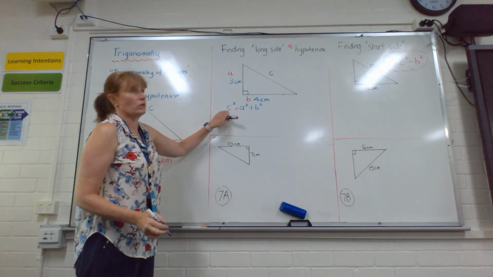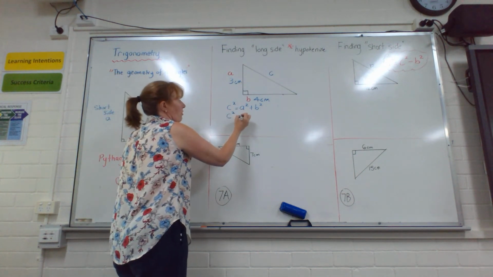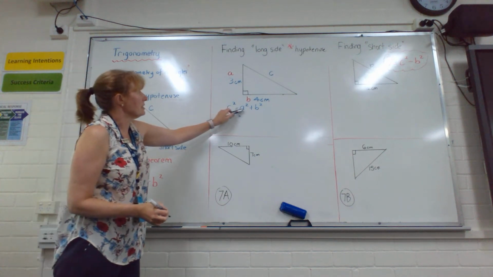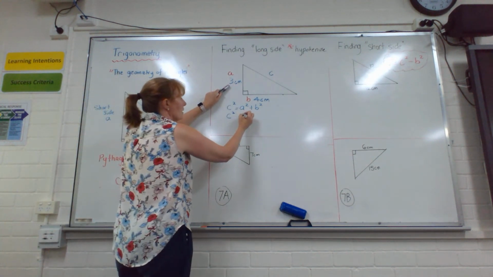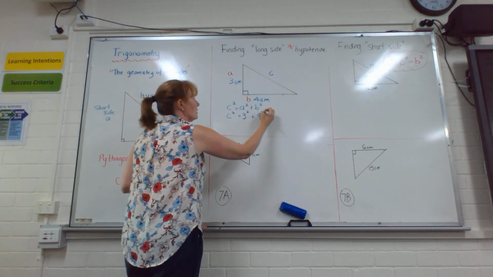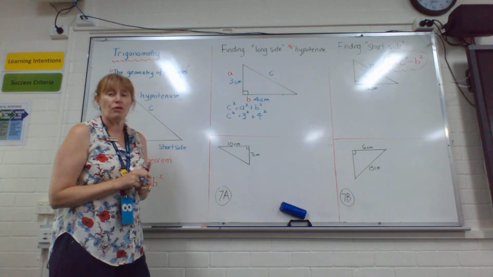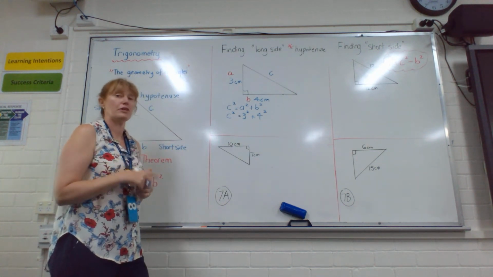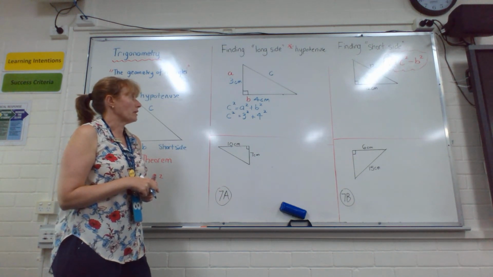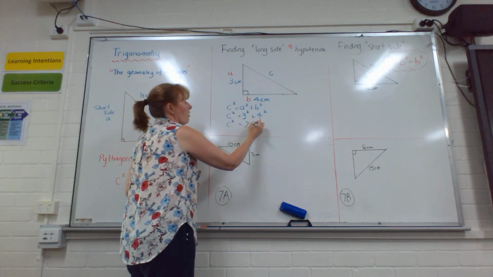Now we don't know what C squared is, so we just put C squared. That's what we're trying to find, the value of C. But we do know what A and B are. So instead of A, I'm going to put 3 squared, and instead of B, I'm going to put 4 squared. And this is where you'll need your calculator. So if you don't have your calculator handy, pause the video and go and grab a calculator. So you're back with your calculator, you will have found that C squared is equal to 25.